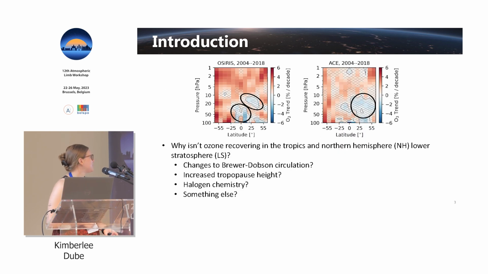But we also see these regions lower down of negative ozone trend, mainly confined to the northern hemisphere and also in the tropics at lower levels. So we want to understand why ozone isn't recovering in these regions. There's lots of theories for this: changes to the Brewer-Dobson circulation, an increased tropopause height from the warming troposphere and cooling stratosphere related to greenhouse gases. Maybe there's still some halogen chemistry effects even with the Montreal Protocol, or maybe it's something else. But here I'm going to focus on trying to account for the changes in the Brewer-Dobson circulation.